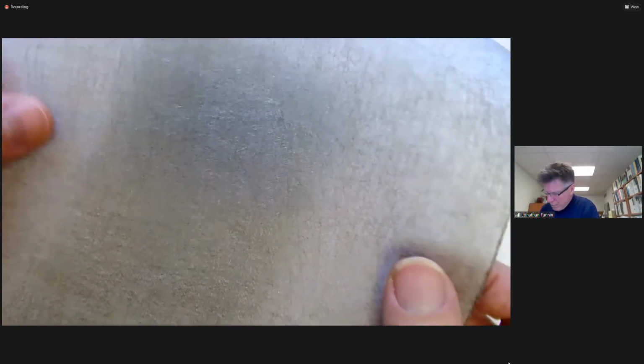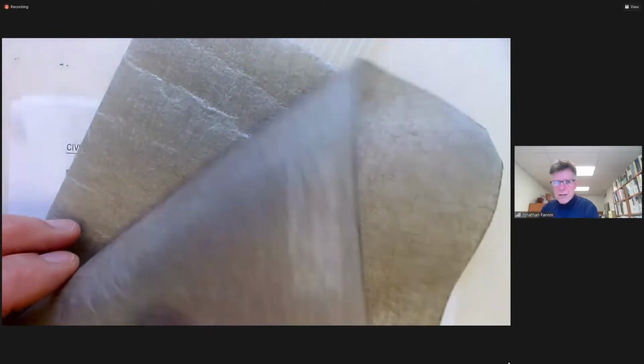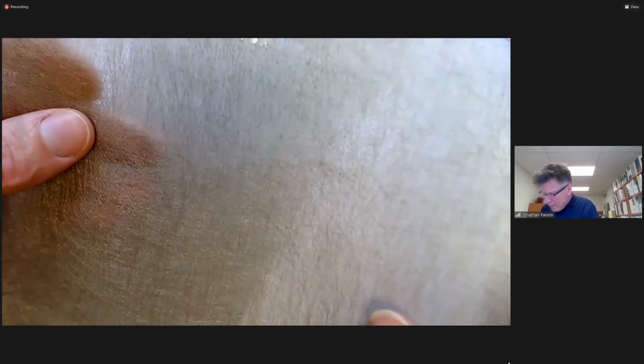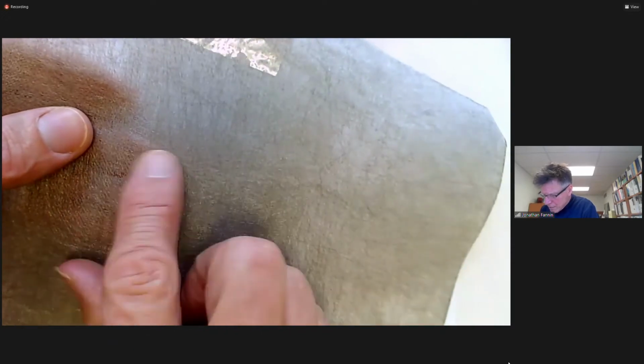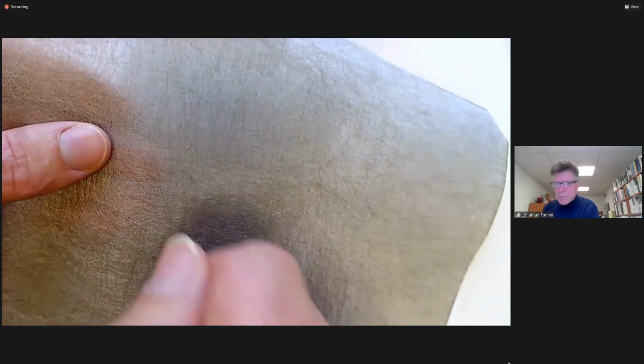Actually, this is from a particular project, but that's just the geotextile itself, and it's quite glossy, it's almost got a little hydrophobic nature to it. If I was to pour some water on here, it would bead and run off.